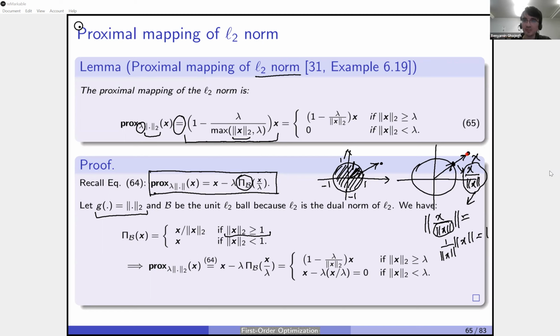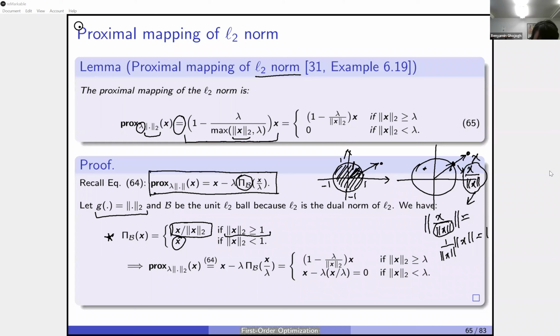Projection of the point x onto the unit ball means that you just set its length to 1. You normalize its length. So that's exactly here. But when you are inside the ball, you are already in the set, so you shouldn't do anything to it. This is a projection. I visualized it here.